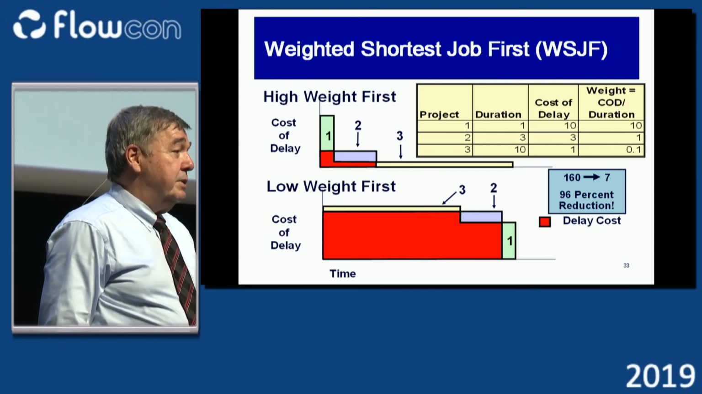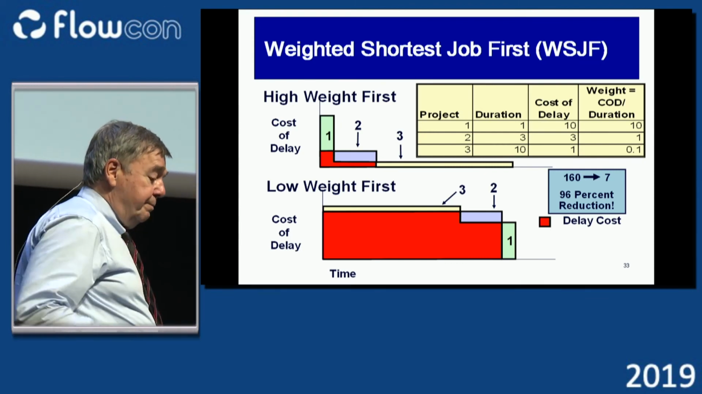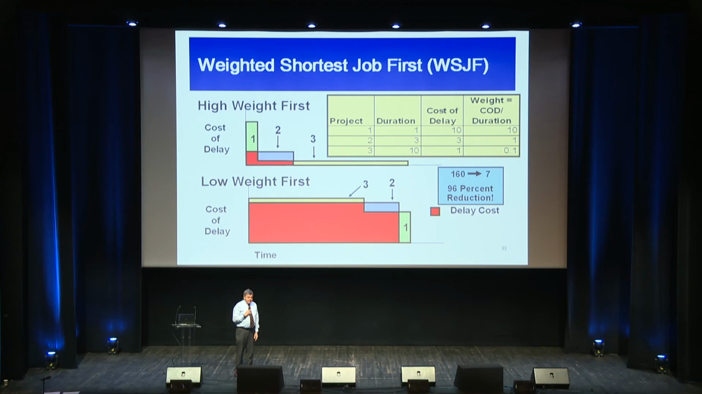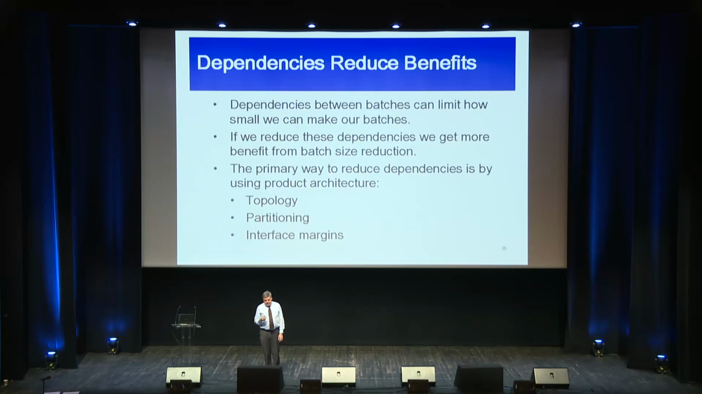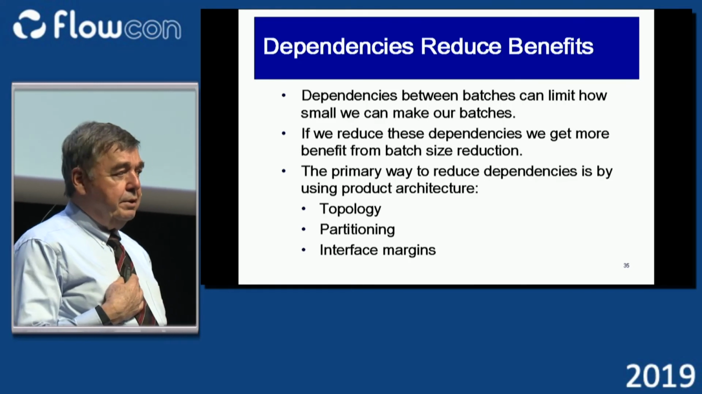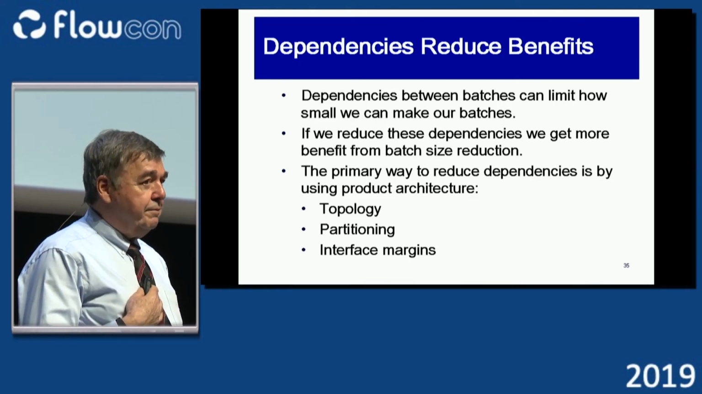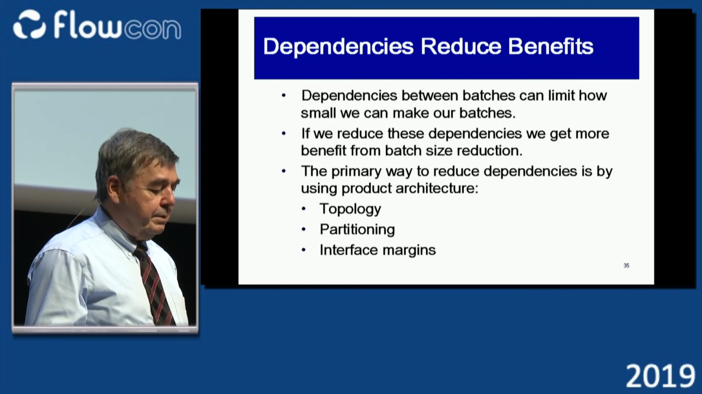That's why weighted shortest job first was so interesting to Dean Leffingwell when he encountered it. So there are real opportunities to do things in different sequences if you have smaller batches. If everything's locked together in a big batch, that's not going to work for you. Now, the last thing I want to mention is what could go wrong. One of the biggest problems we could have is dependencies, because if you really want to use small batches, you have to attack the problem of architecture to loosely couple the systems to be able to use that.